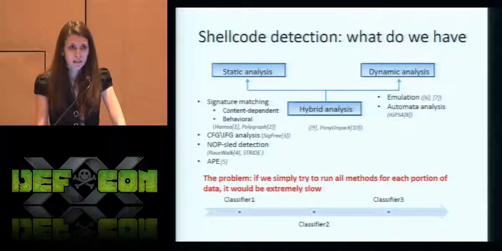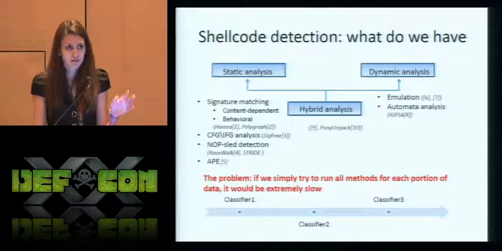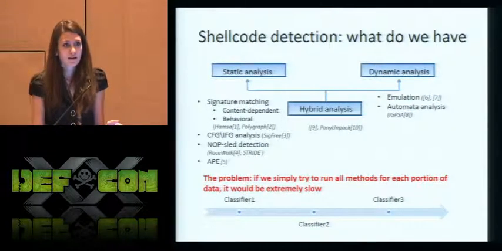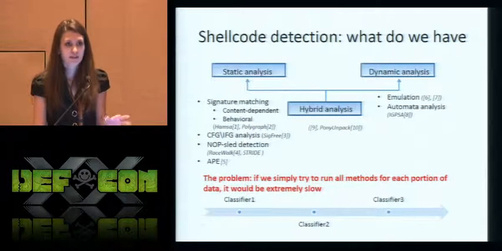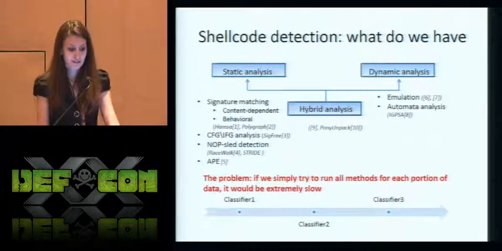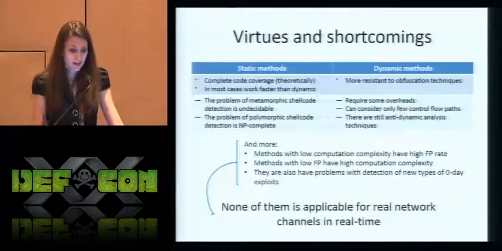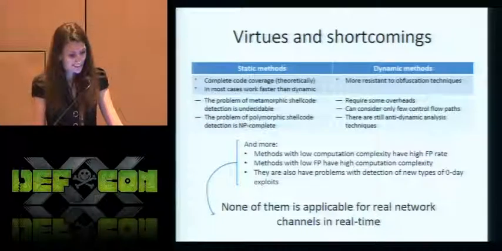If we look at those methods, we can notice that none of them can detect every type of shellcode. If we want to detect everything, we can simply try to execute one algorithm after another, but it would be extremely slow. It's a boring slide, let's skip it.